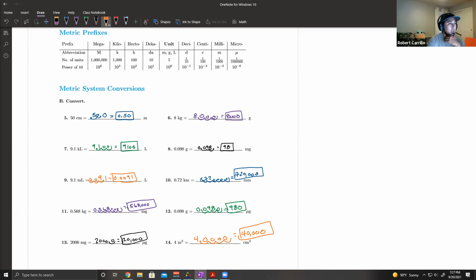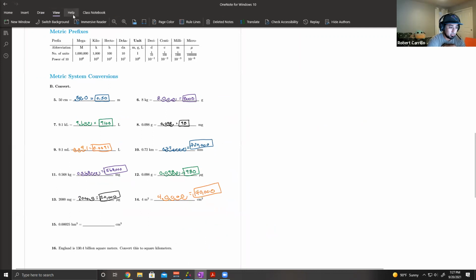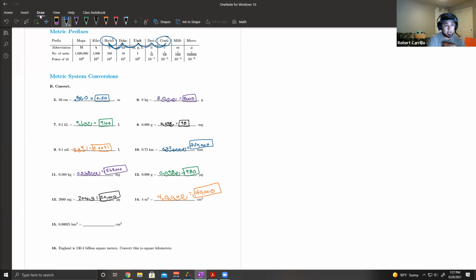Let me zoom out again. There we go. And this one says we have 0.00025 cubic hectometers to cubic centimeters. So we're going from hecto to centi. And how many times are we gonna have to repeat the process? 3 times. So this means we're gonna move the decimal over 1, 2, 3, 4, 5, 6, 7, 8, 9, 10, 11, 12. We're gonna move that decimal over 12 spaces.